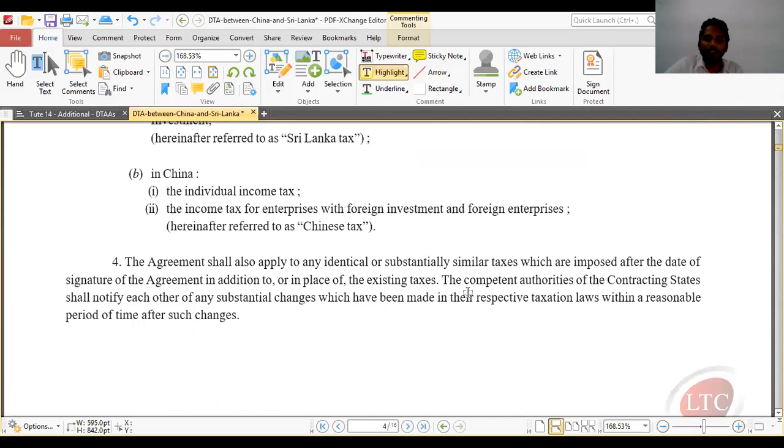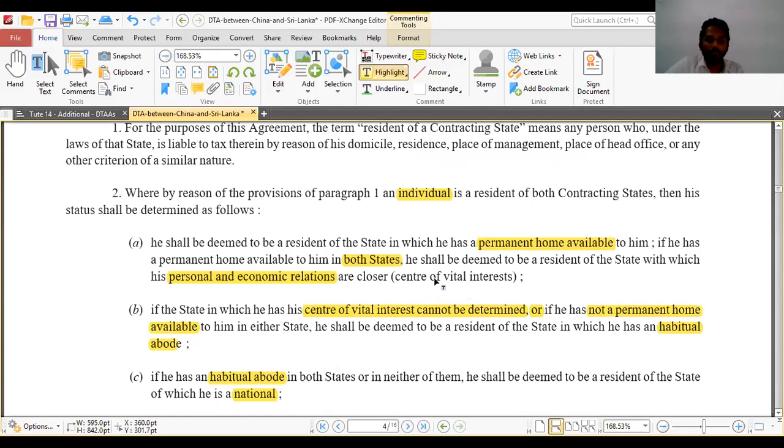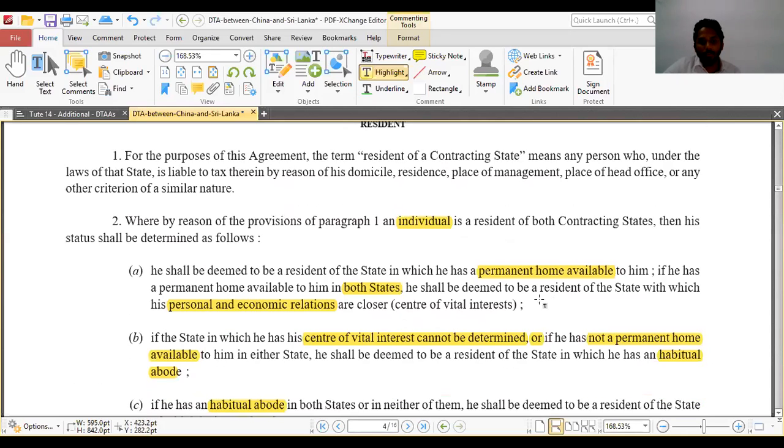Article 4 mainly relates to individual residency status. So then we'll move on to the provision where, by virtue of paragraph 1, an individual is a resident of both contracting states.